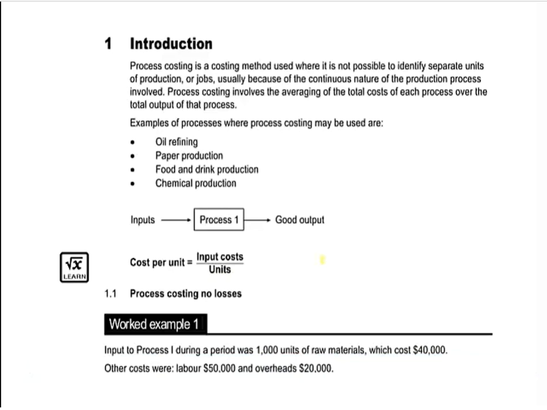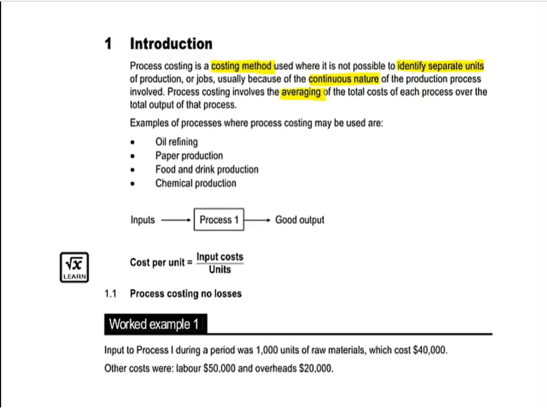So before we worry about all of the different types of losses and work in progress, we first of all need to understand what we mean by process costing. Process costing then is basically defined as a type of costing method where we can't possibly identify separate units of production because they're manufactured in a continuous production process. So what we're going to do is use an average of the total costs of the processes for the period compared with the total output of that process.